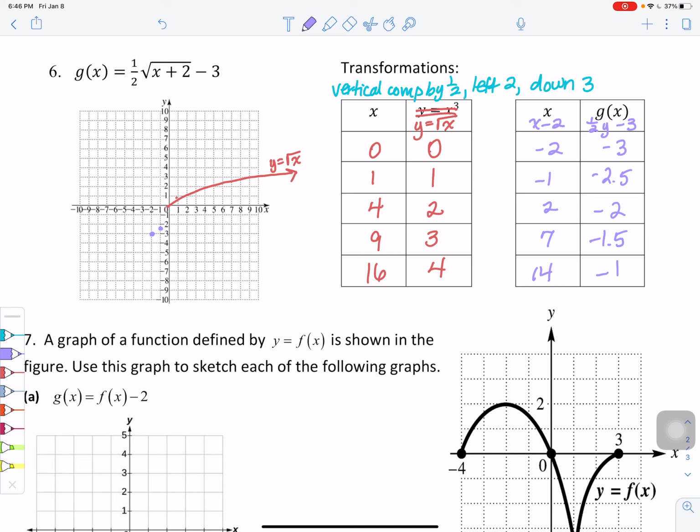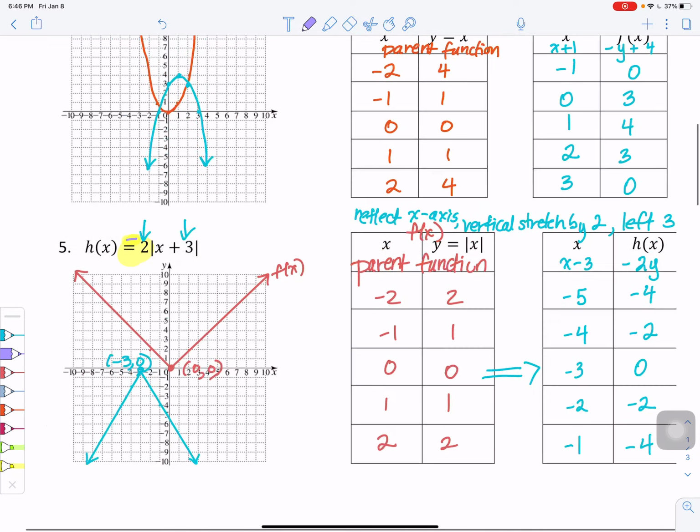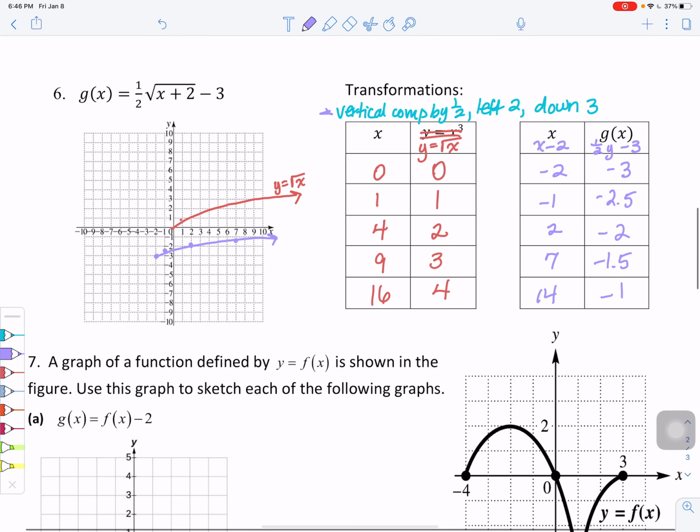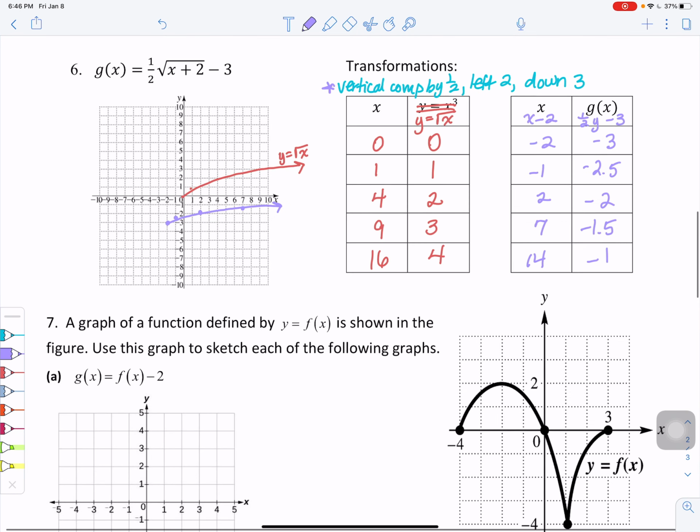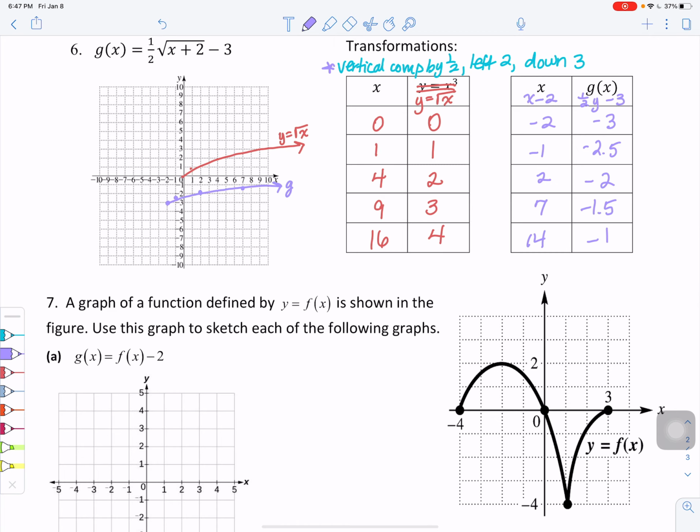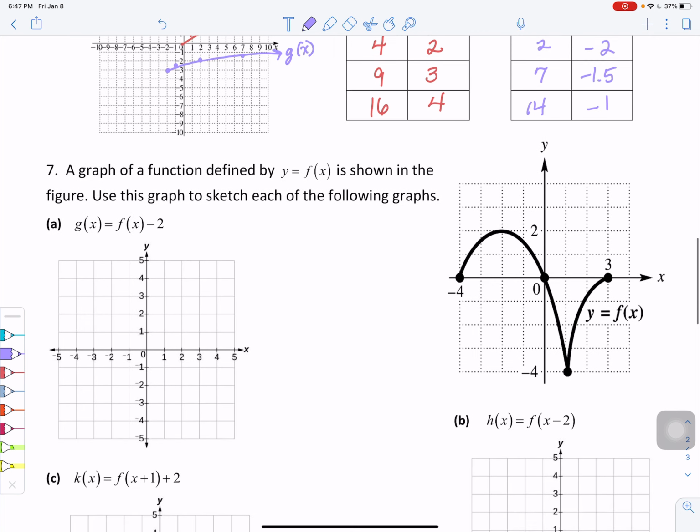Negative 1. So we have 2, negative 2. 7, negative 1.5. So now you can see that. And why was that a little difficult to graph? We had that vertical compression, which compressed it before the other transformations. So that's pretty neat. So this is our transformed function, g of x.